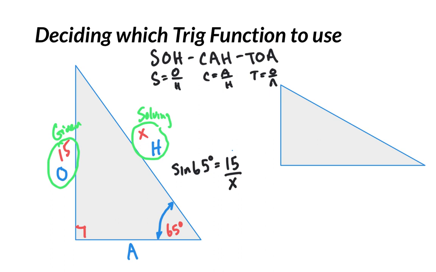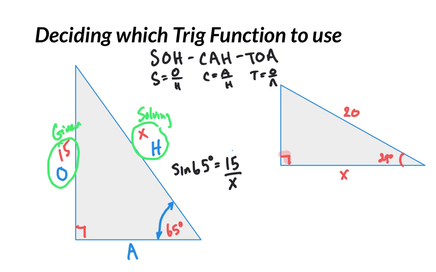All right, let's do another one. Again, we have this right angle. Let's say that this angle is 29 degrees, and this side is 20. And I'm solving for this one. That's the side I want to figure out.